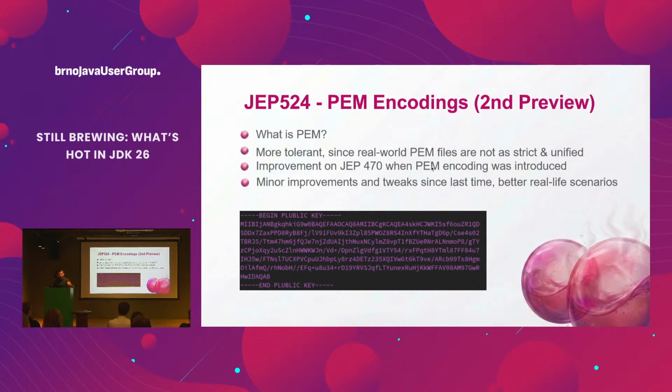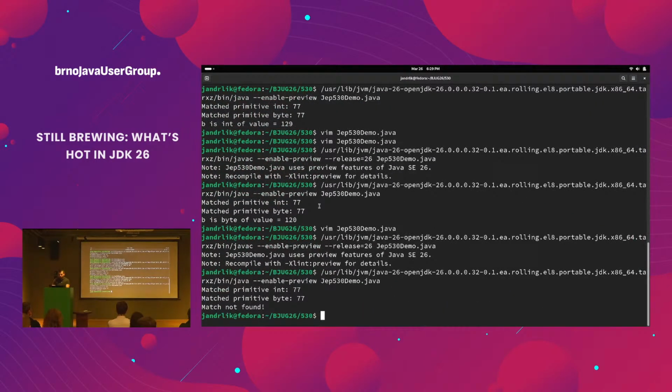Since last time, this JEP should provide a more tolerant implementation of PEM. What PEM stands for is privacy enhanced mail. Let's forget that one. There are some minor improvements and tweaks since last time, and it should handle better real-life scenarios. I think I found a little issue with it myself, but I'm not sure whether it's an issue. I would have to discuss it with the developers. We can see it in the demo.